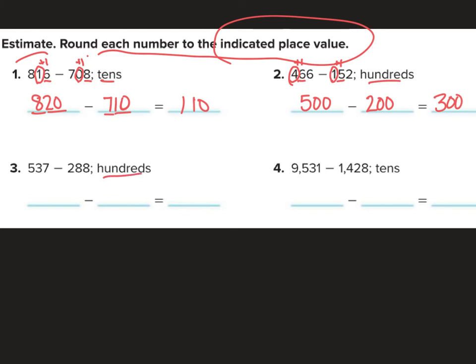Okay, here we go in the hundreds place again. Circle a digit in the hundreds place, underline the tens digit. The 3 tells the 5 to stay the same, so 500. And circle a digit in the hundreds place, underline the tens. The 8 tells me to add 1. 500 minus 300 is 200.